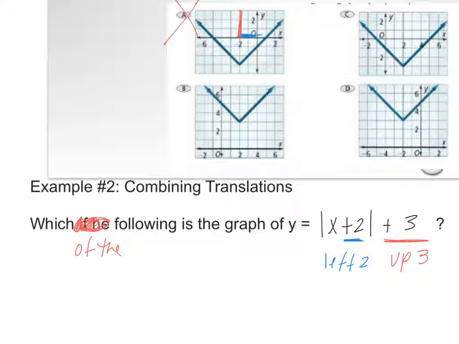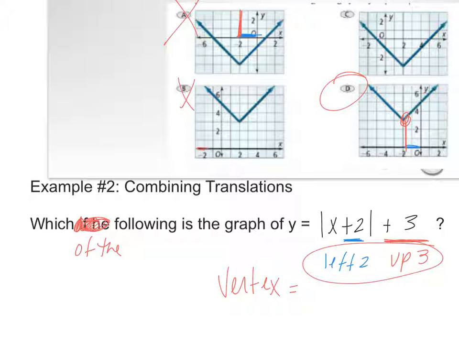So it's not A. I don't think it's B, because we didn't go left 2, they went right 2. So it's not B. D is our answer, because we have gone left 2 and up 3. And by the way, this is our vertex, which is negative 2, 3.